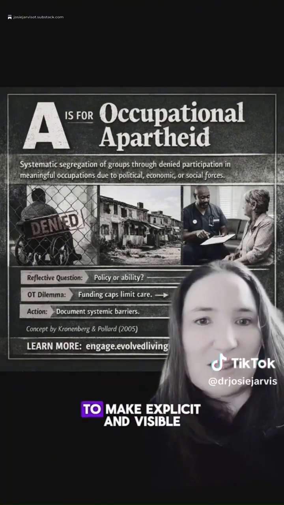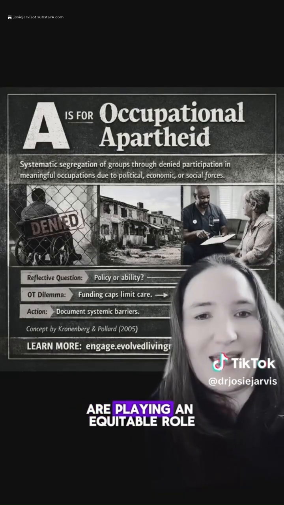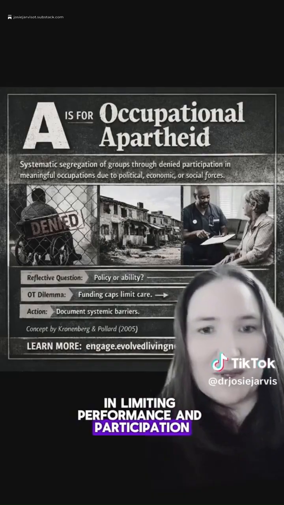Occupational apartheid allows us to make explicit and visible where features of the social environment are playing an inequitable role in limiting performance and participation.